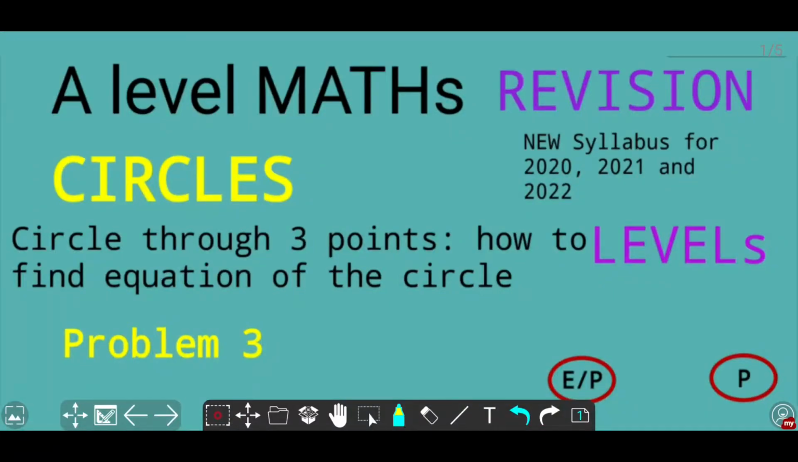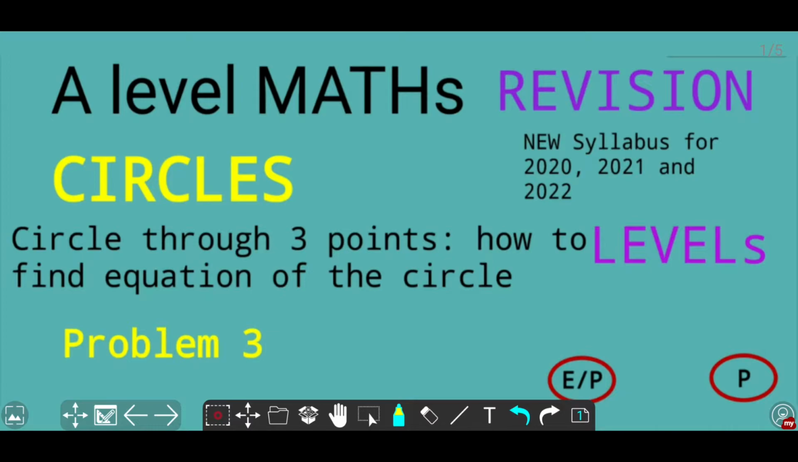Hello everyone, we're coming back again to circles. Today I will consider examples that describe a circle that passes through 3 points, alright? So how do we find the equation of this circle in this case? This is referred to as the P level or EP sometimes, depending on the complexity of the problem.